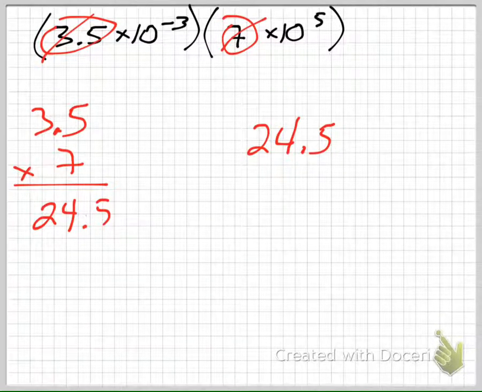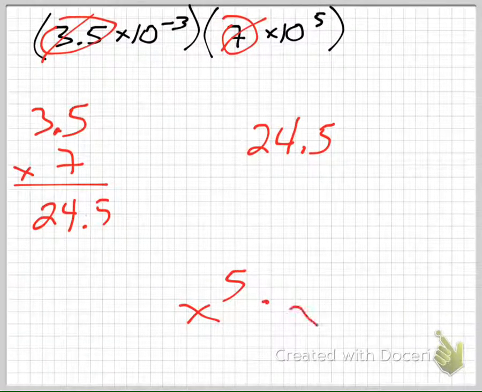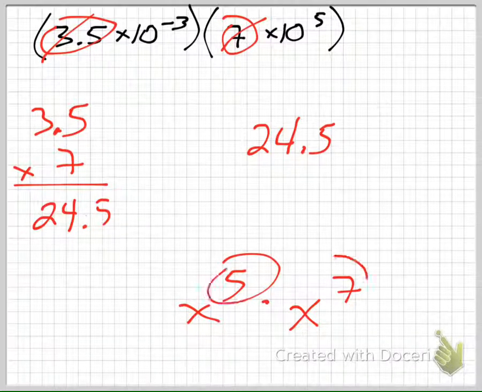Now, when I have 10 to the negative third times 10 to the fifth, what am I allowed to do with those two things? We know the answer is going to end up being positive 2. Listen, I have a question. What if I have x to the 5th times x to the 7th? What does that end up being? Think before you say anything. X to the 12th. So what did I do with these two? I added them, right?